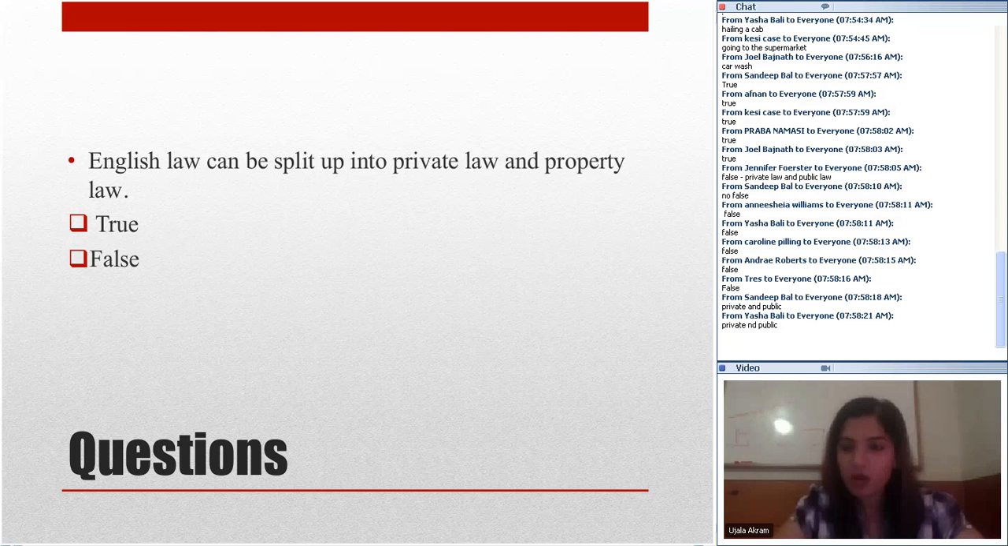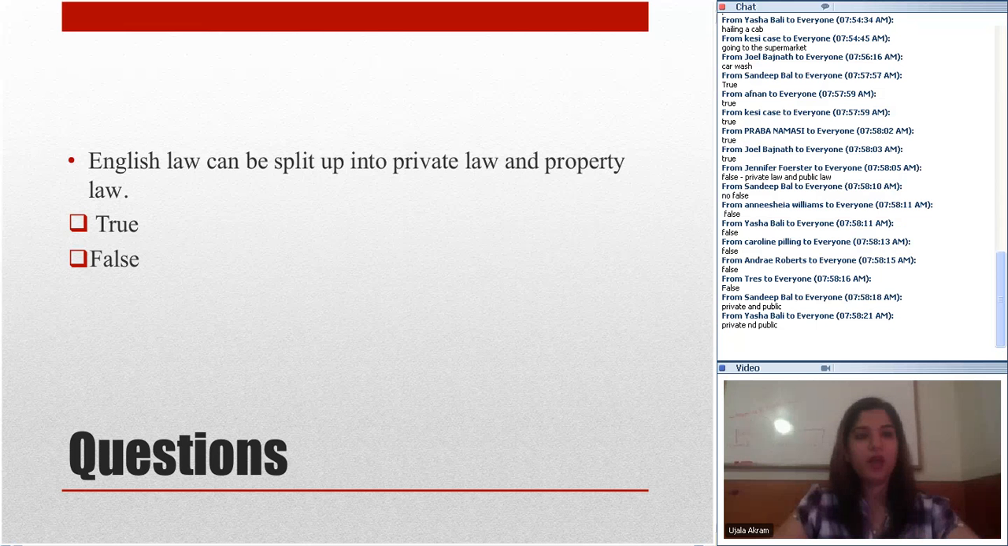And the reason for people who said it's false is that the category is private and public. That's absolutely right. So it is false, and property law is a subdivision of private law. It governs the right between two citizens in relation to things. The correct division at the level of private law is between private law and public law, right? So very good.